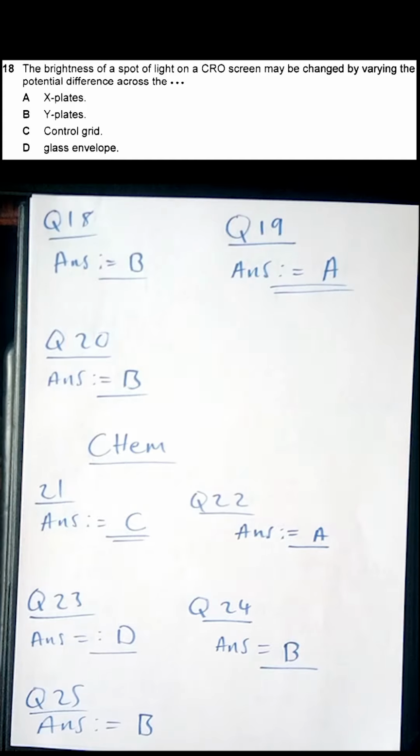We move on to question number 18. Question number 18, the brightness of a spot of light on a CRO screen may be changed by varying the potential difference across the Y plates. The answer is B there. That's just it.